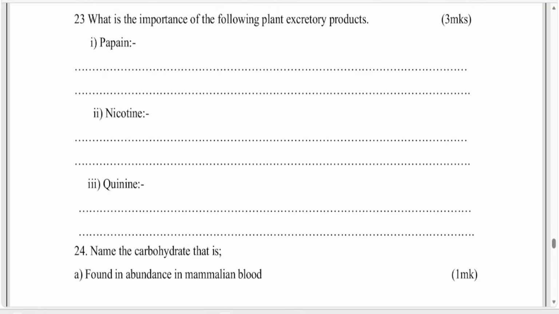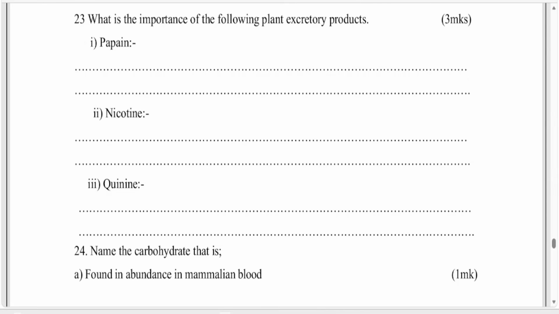We have several excretory products under excretion in plants. These plants excrete some products that are useful. Among them we have papain, nicotine, quinine, as they have been indicated. We also have khat or miraa, heroin, cocaine, and many other excretory products in plants that are useful.